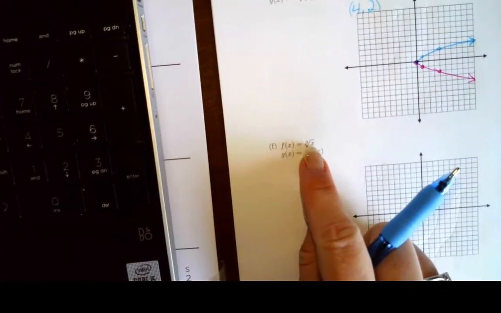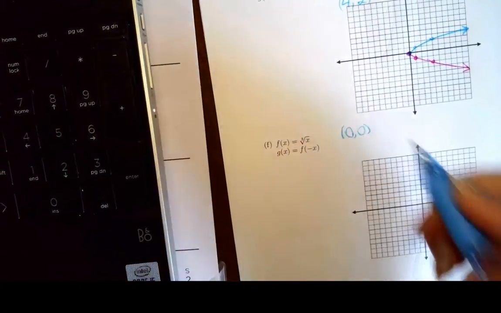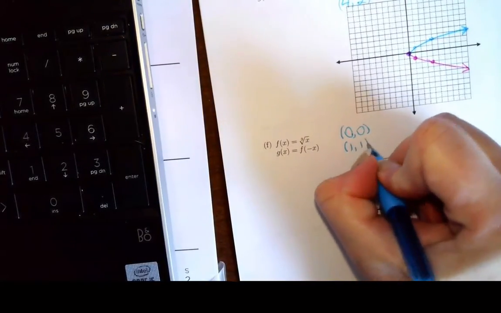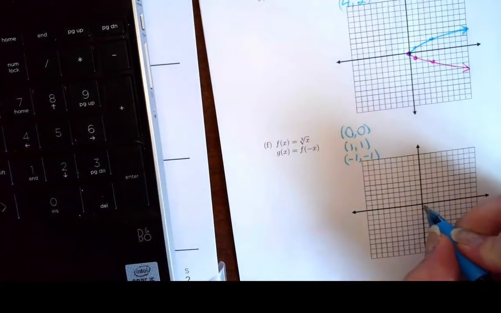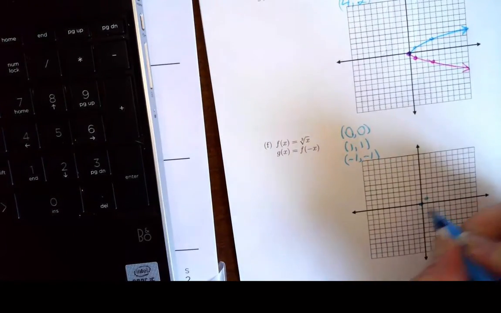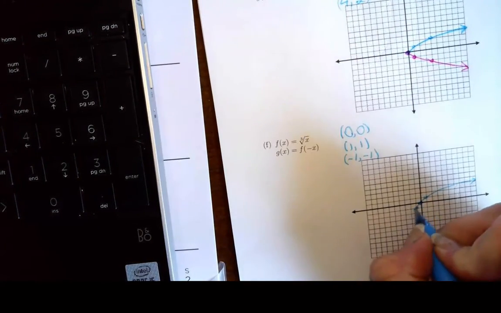I have a cube root of x. I'm okay with odd roots. So the point 0, 0 is on there because the cube root of 0 is 0. The point 1, 1 is on there. The point negative 1, negative 1 is on there. So I will notice that these points are on here, but since it's a root, it's going to be shooting off to the left and right.